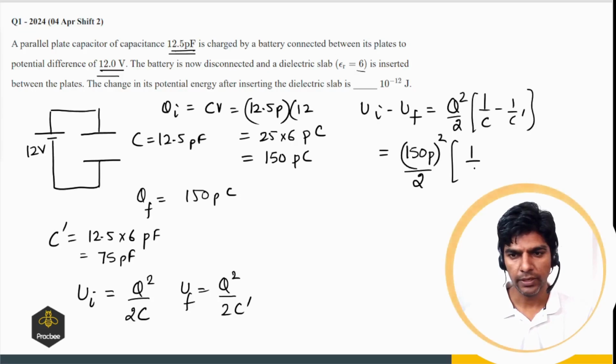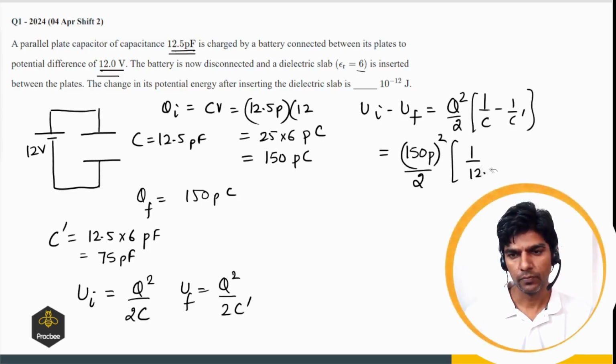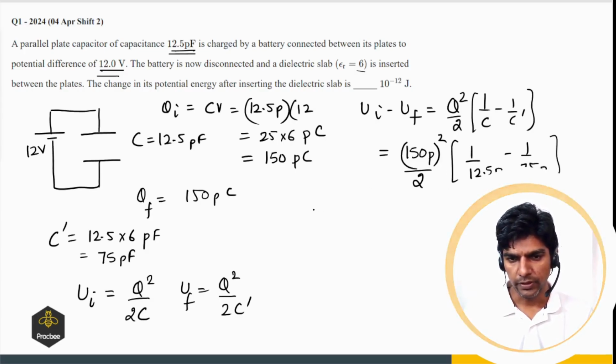and Q is 150 pico, 150 pico square by 2, and 1 by C is 12.5 picofarad, minus 1 upon 75 picofarad. Okay, so let us simplify this.